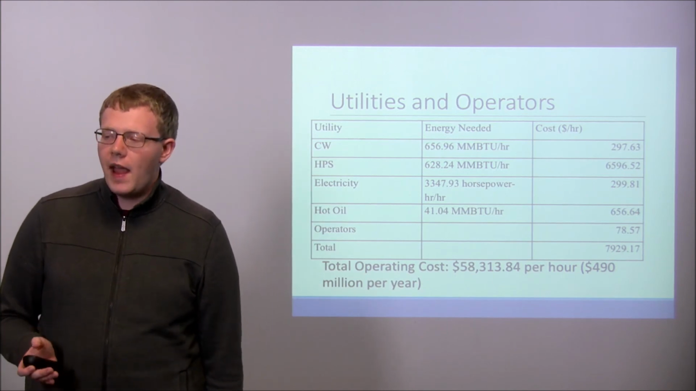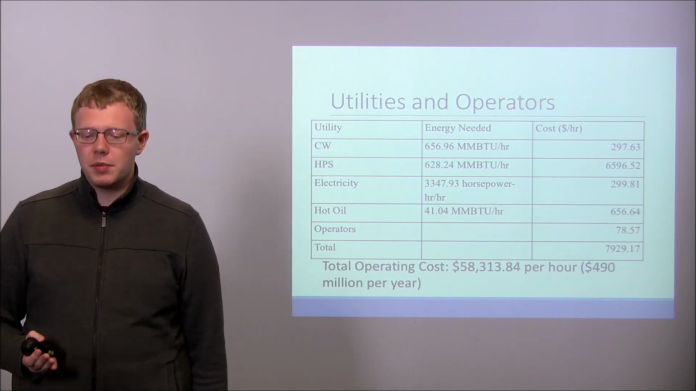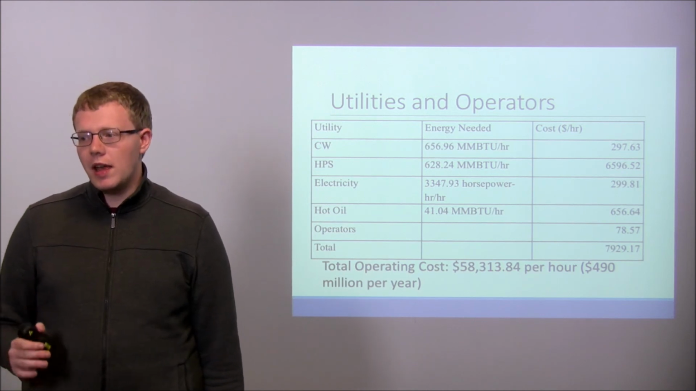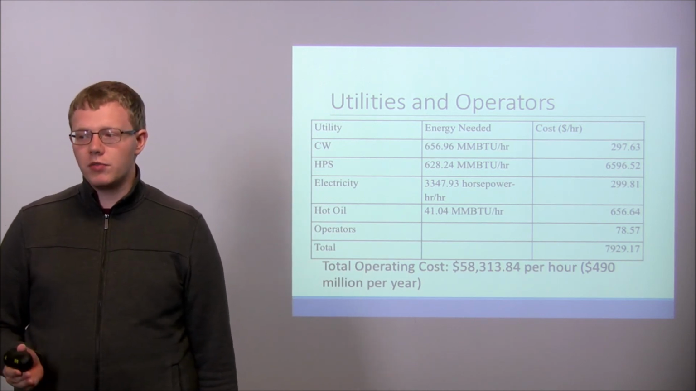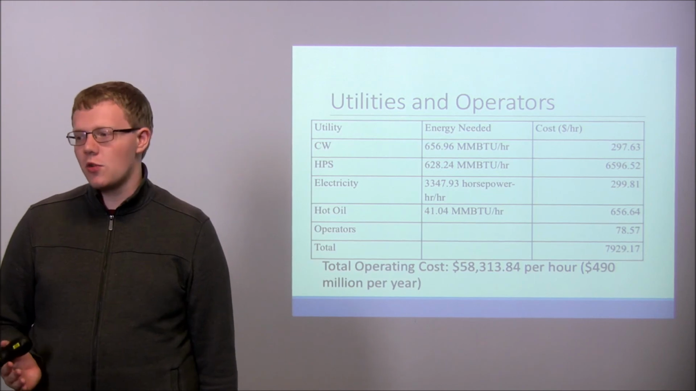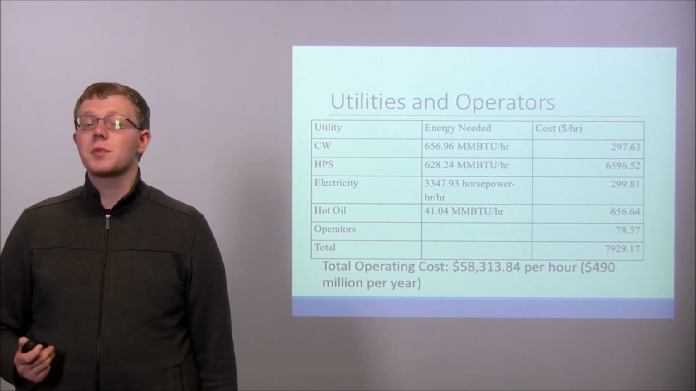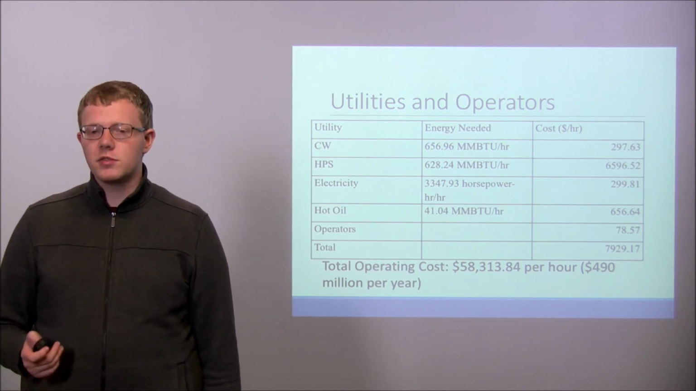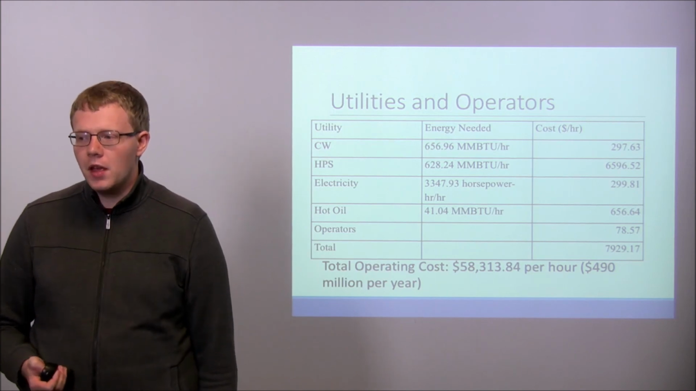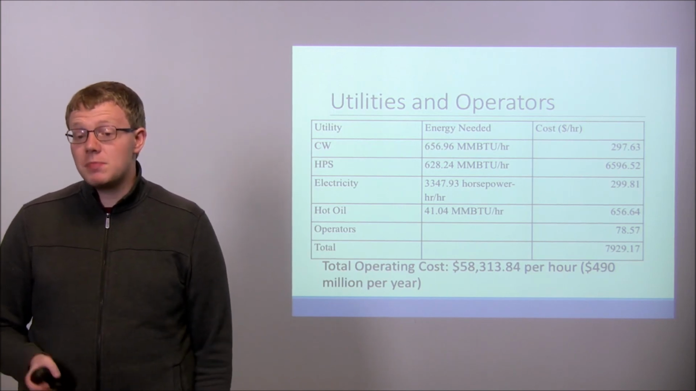operators. And the final operating cost to run the plant, for every hour it needs to run, it costs roughly $58,000 per hour, and that amounts to $490 million per year if we're running for 8,400 hours per year. So that's what we have to spend to keep the plant running.